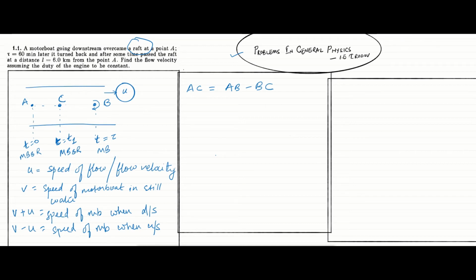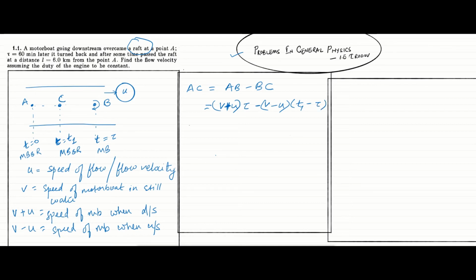So what is this distance? We know that distance equal to speed into time. So AB will be equal to speed v plus u, since the motorboat is moving downstream over this journey, into tau, minus BC, which is the distance the motorboat covered after it took a turn, and that time interval is t1 minus tau. So BC is v minus u, which is the speed of the motorboat when moving upstream, multiplied by t1 minus tau.